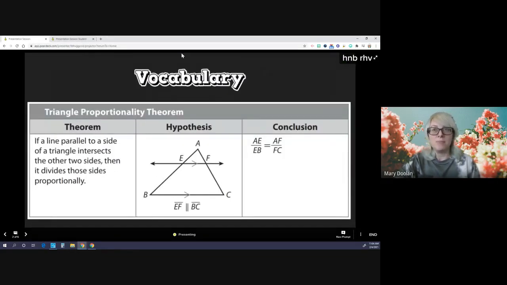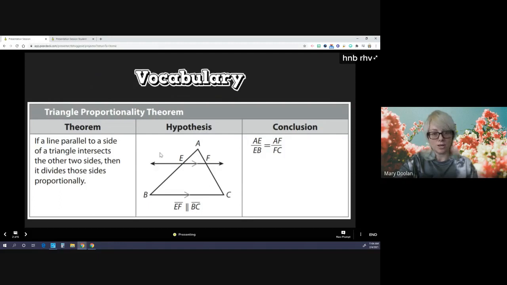All right, so our vocabulary slide here, I don't have any new terms specifically to define for you. So we're going to jump right into what this triangle proportionality theorem is. We have words to explain what the theorem is, we have a picture, and then we also have the conclusion, which is the proportion that it creates. So I'm going to look at the picture first here with you guys.